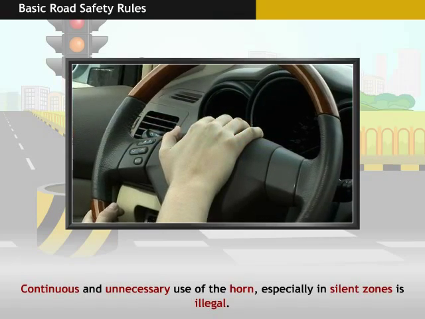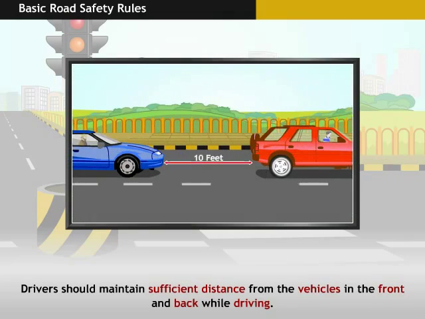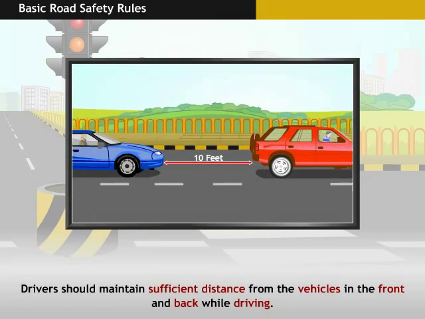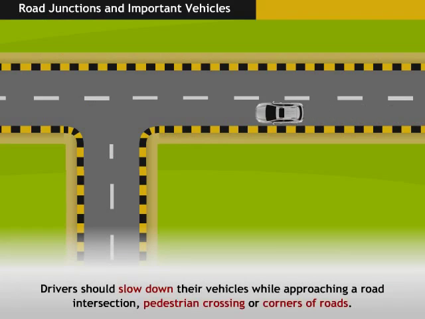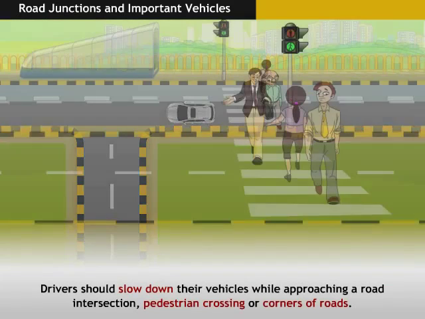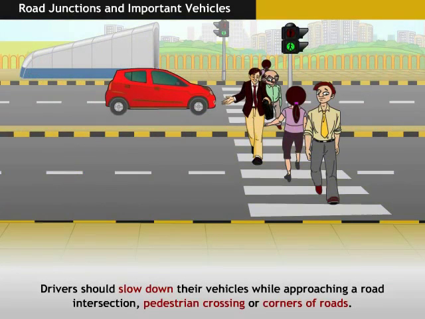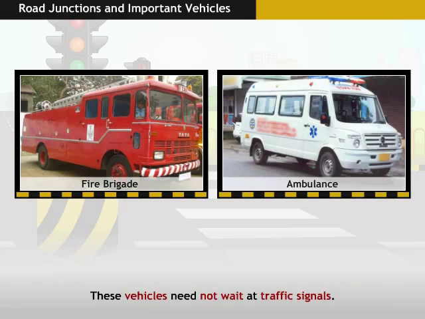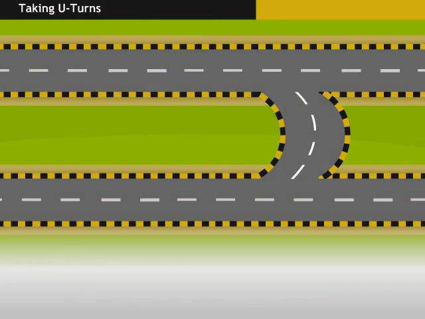Continuous and unnecessary use of the horn, especially in silent zones, is illegal. Drivers should maintain sufficient distance from the vehicles in the front and back while driving. Drivers should slow down their vehicles while approaching a road intersection, pedestrian crossing, or corners of roads. Fire service vehicles and ambulances should always be given preference on the roads and allowed free passage. These vehicles need not wait at traffic signals.